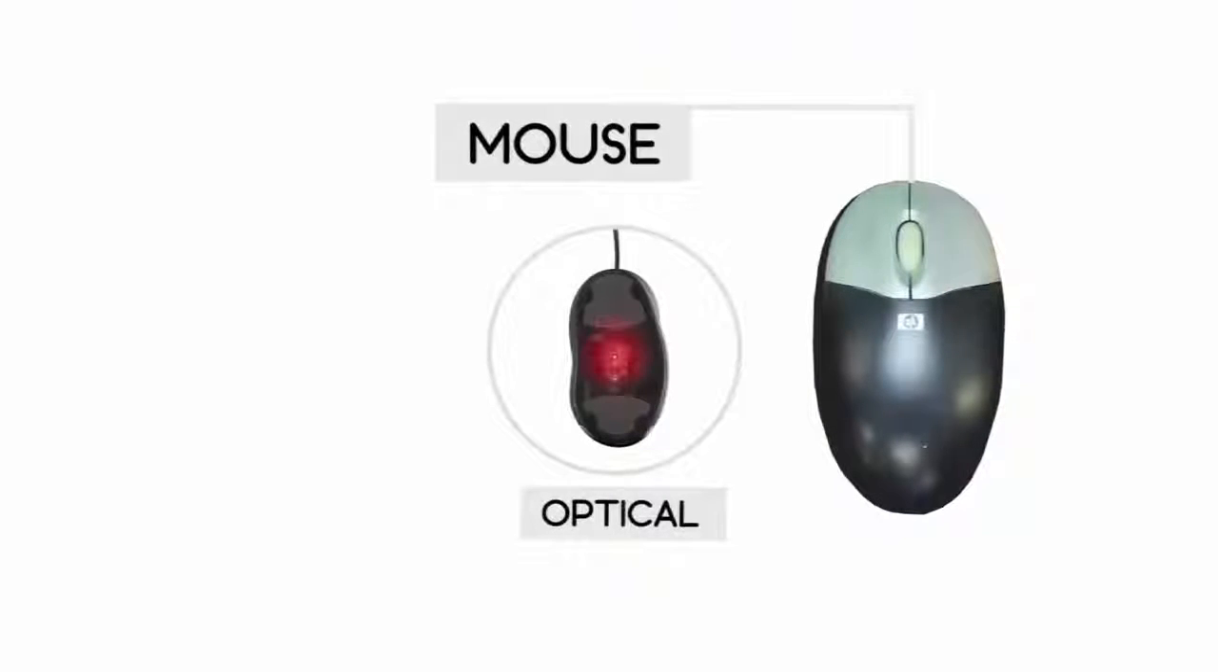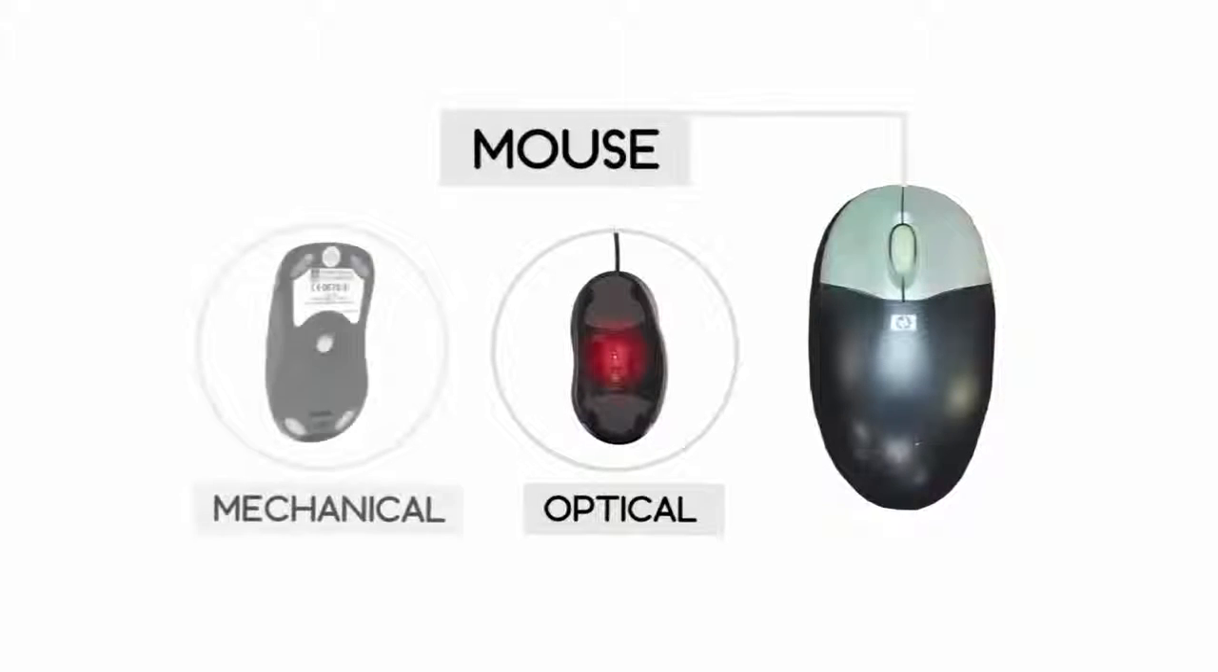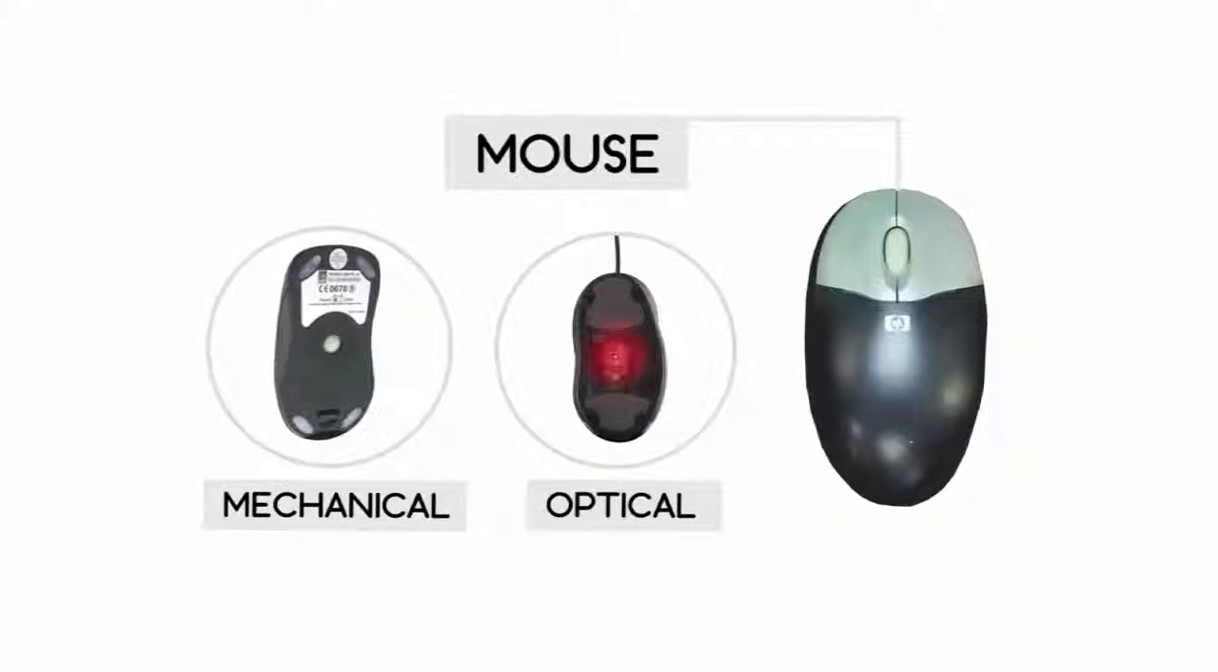There are two main types of mouse, optical and mechanical. The optical mouse uses an electronic eye to detect movement and it's easier to clean. The mechanical mouse requires regular cleaning to work properly.